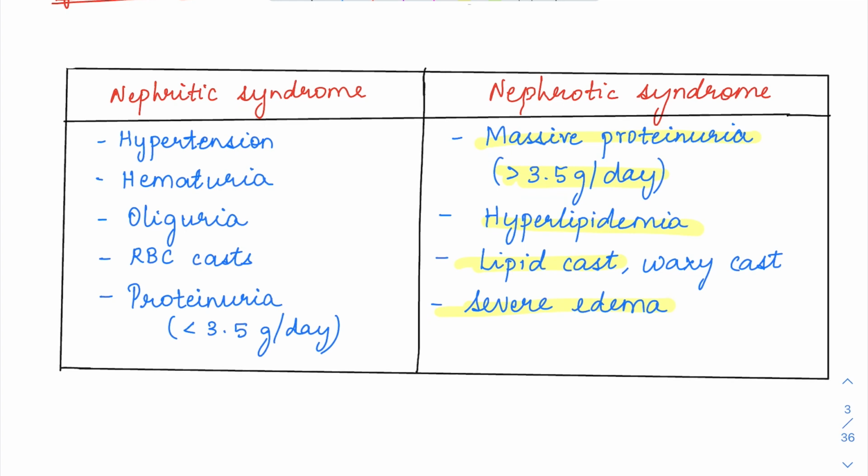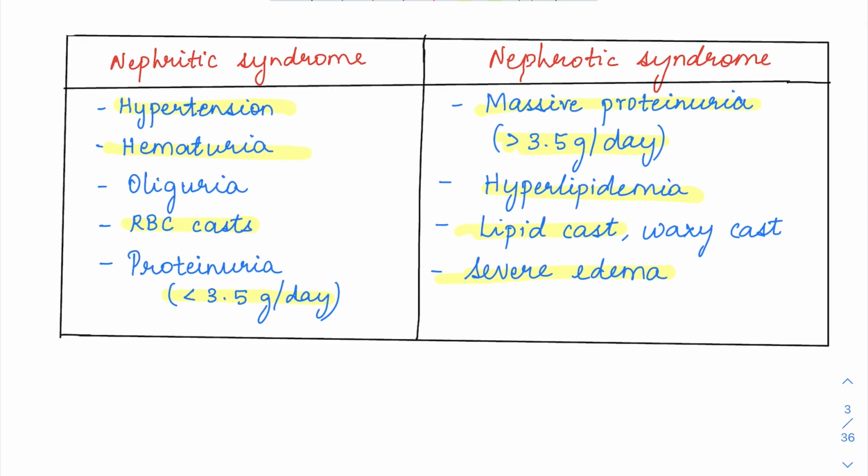Coming to nephritic syndrome, here the patients will have proteinuria which is less than that of the nephrotic range. That is, less than 3.5 gram per day of proteinuria will be there in nephritic syndrome. Along with that, they'll classically have hematuria and hypertension. So hematuria, oliguria, and hypertension along with the presence of RBC casts are the classical features of a nephritic syndrome.